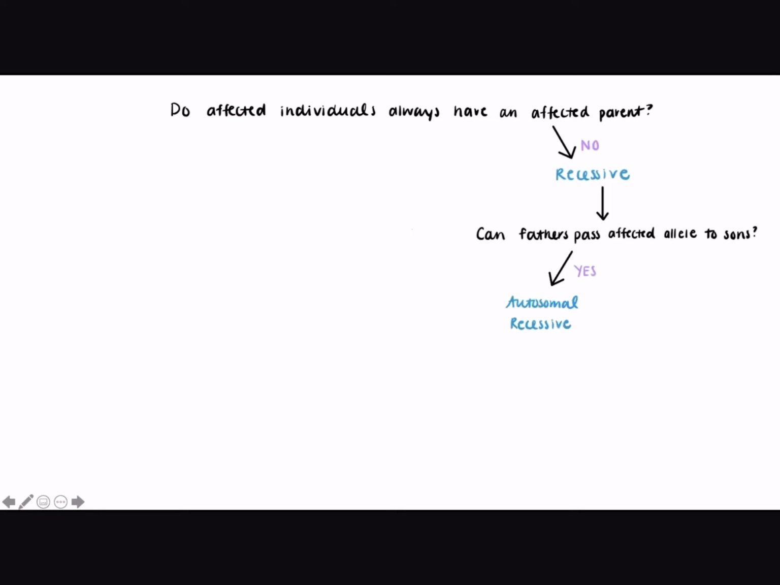If fathers cannot pass their affected alleles to their sons, then we can determine that the trait is X-linked recessive. To confirm our thought process, check that the affected females pass a trait to half of their sons, the daughters of an affected male are all carriers, and males cannot be carriers. Just like autosomal recessive, the trait is also skipped throughout generations.